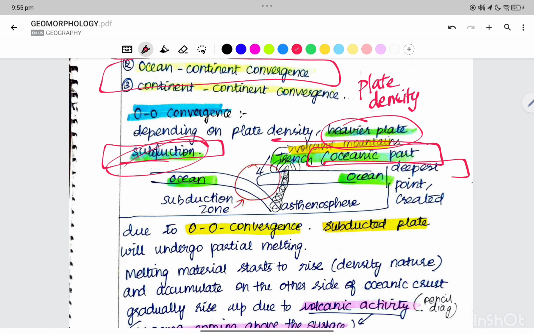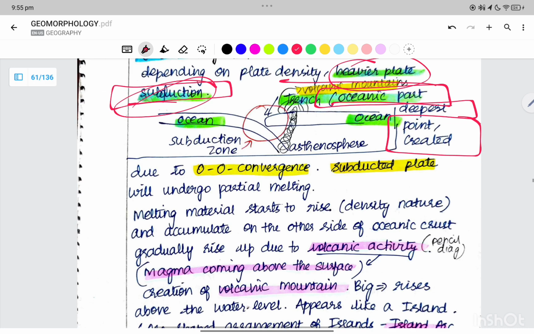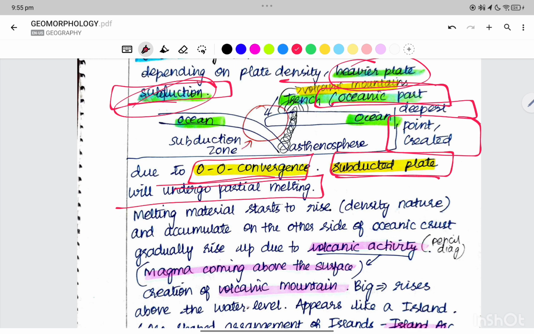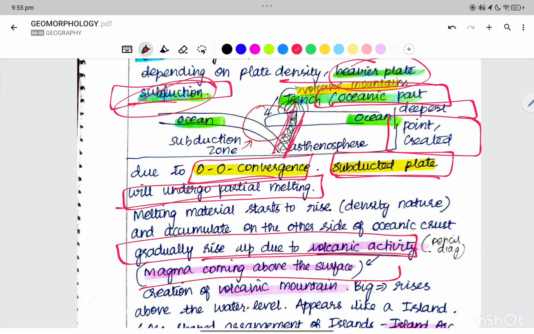The deepest point of the ocean is created. Due to ocean convergence, the subducted plate will undergo partial melting. The plate which went down starts melting, and the melt accumulates on the other side of the oceanic crust and gradually rises up due to volcanic activity.